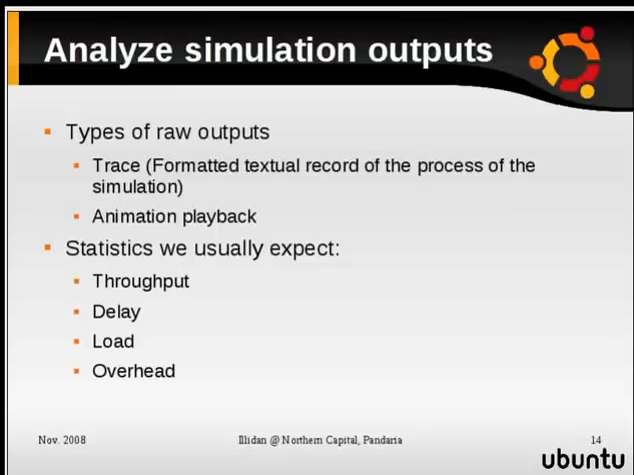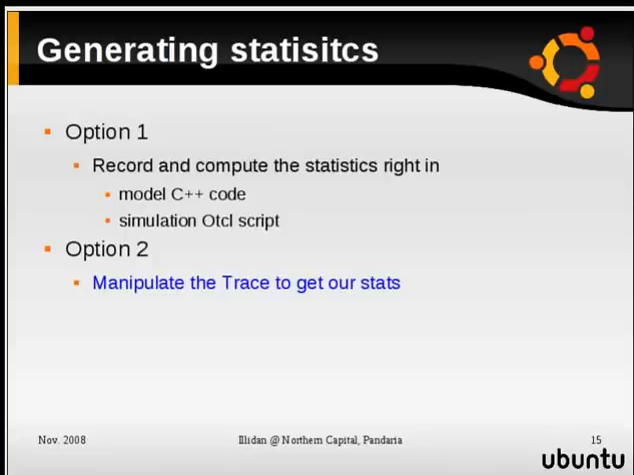Usually, the statistics we expect from a simulation include throughput, delay, load, overhead, etc. But I will show how to get the stats that we expect from the raw output. There are two options here. Option 1, compute the stats we want right in the model C++ source or in the OTcl script. This option may not be so flexible. In this tutorial, I'll introduce option 2: analyze the trace to get our stats.